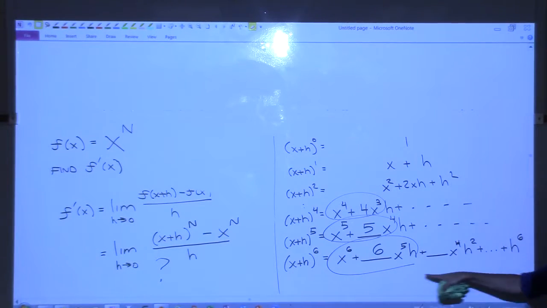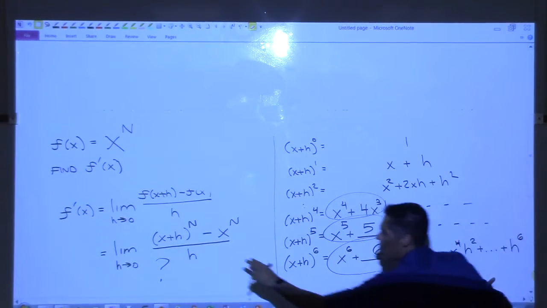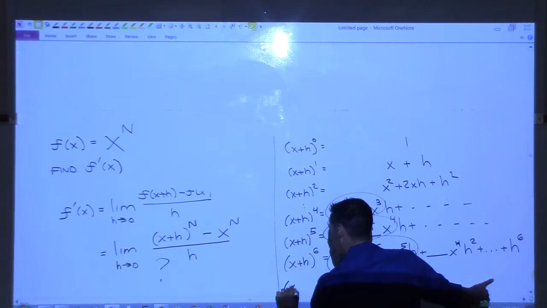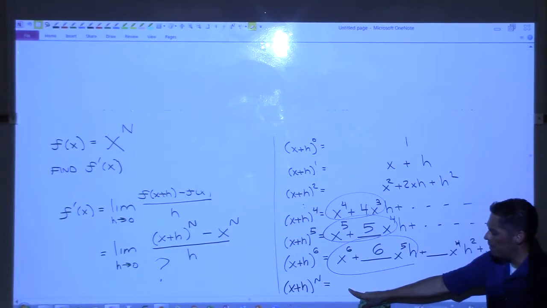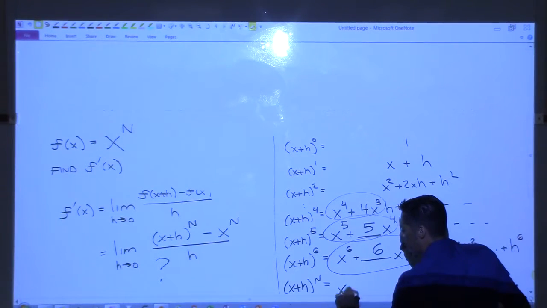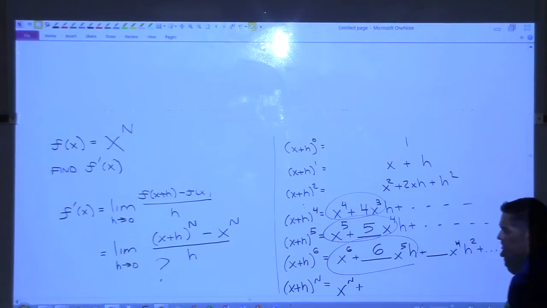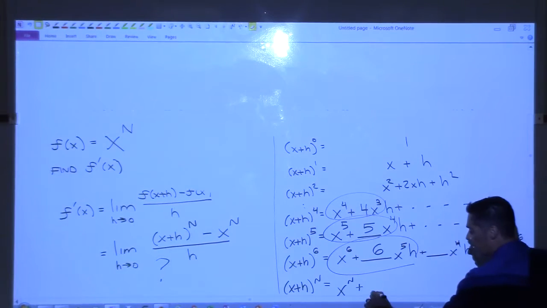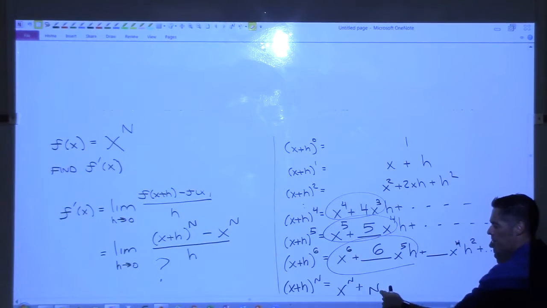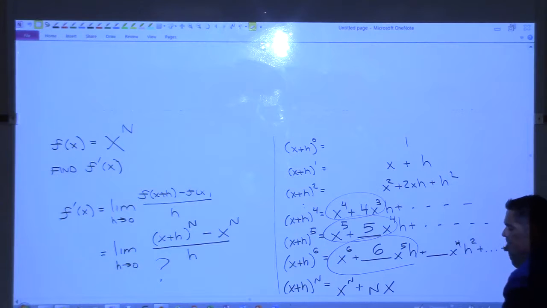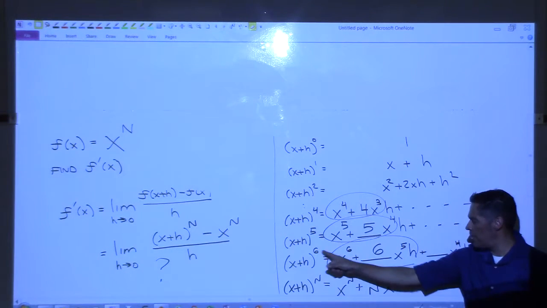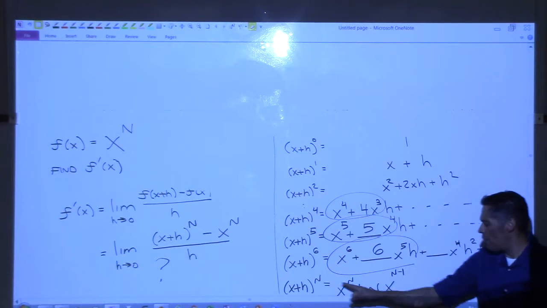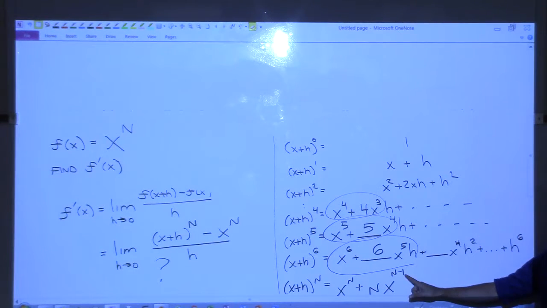But following this off Pascal's triangle, x plus h to the n, what would the first term be? X to the n. Plus, what would the next term be? N, right, which is the power like the 6. X to what power? N minus 1. So whatever this n was, if it's 6, over here it'll be 5. If it's n, over here this will be n minus 1.